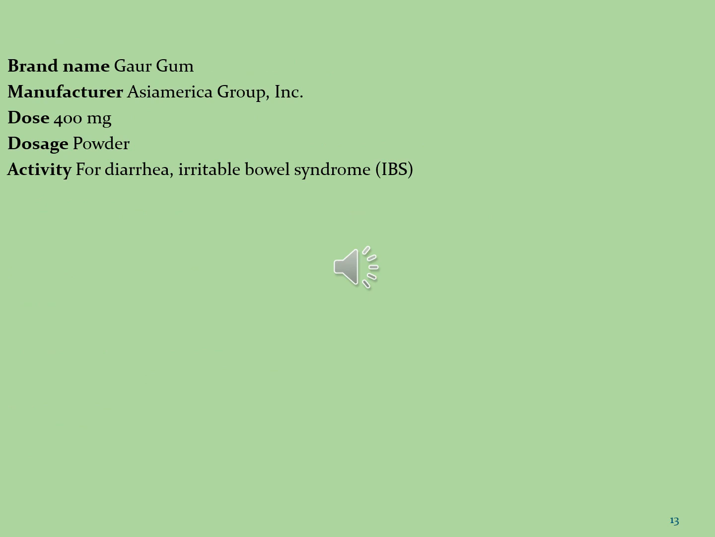Another product is guar gum. It is manufactured by Asia America Group Industries. We take its dose as 400 milligrams per day. It is formulated in powder sachet dosage form, and it is used in the conditions of diarrhea and irritable bowel syndrome.